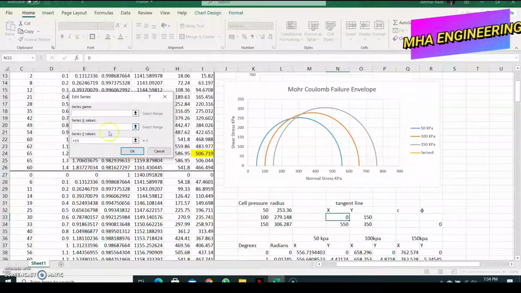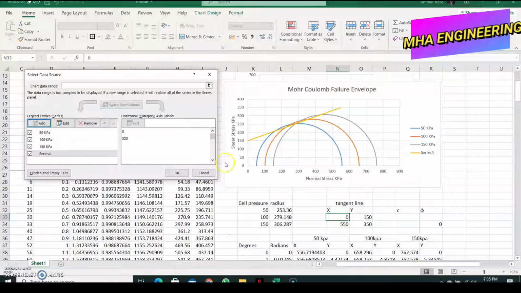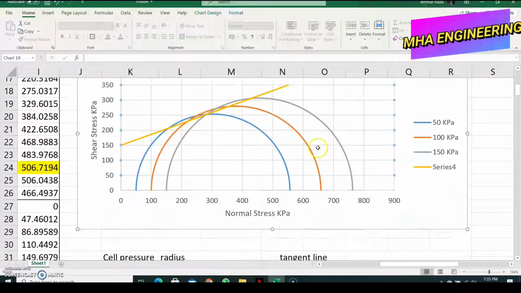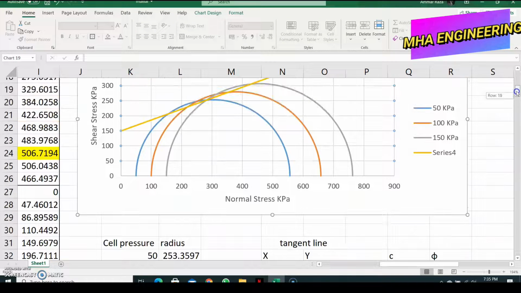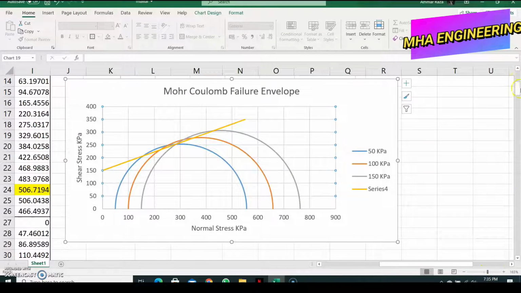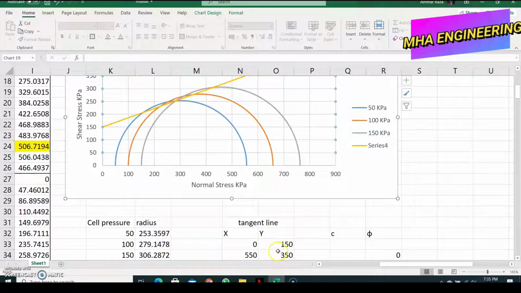we'll just add a series. Our x values are this, and our y values are this. Now you can see here that the line is not touching the edges of the circles, it's rather acting like a chord for them rather than a tangent. So what we have to do is adjust the values of the y axis in the tangent line.